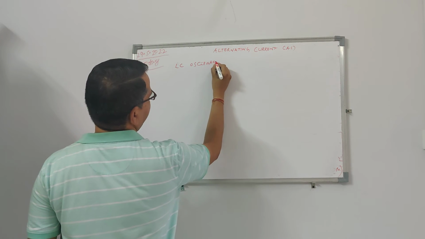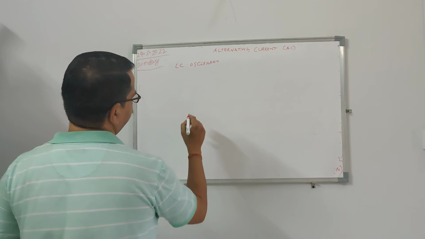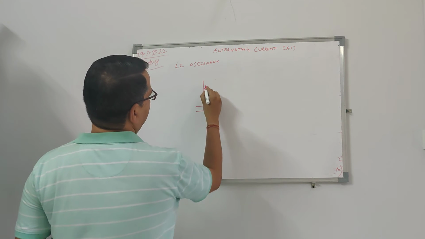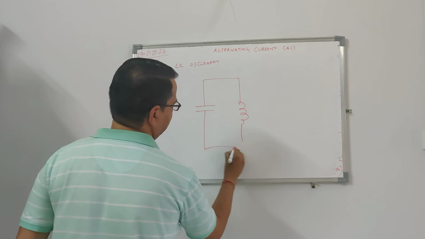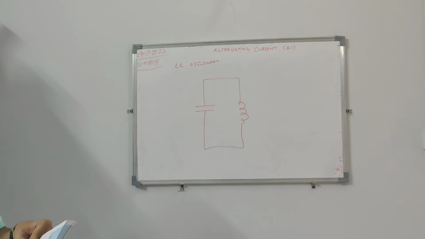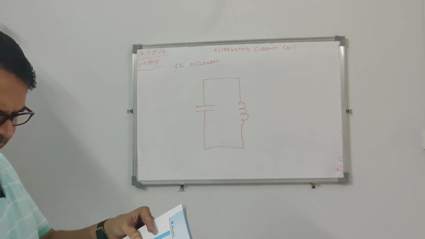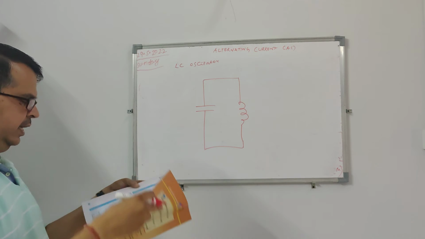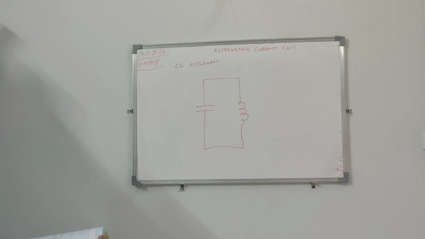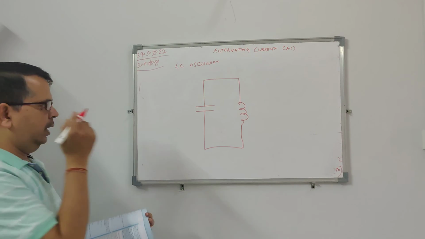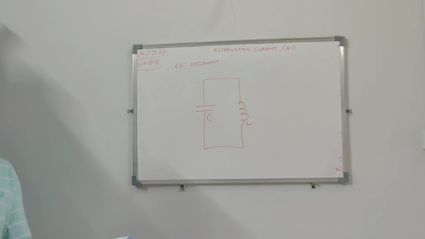Okay, LC oscillator. So what is an oscillator? An oscillator is a circuit in which you have a capacitor and you have an inductor. So when you have this, the governing equation is based on the voltage drop. There is no voltage source here, you just have an inductor and a capacitor. So the total voltage drop across this circuit is equal to 0.